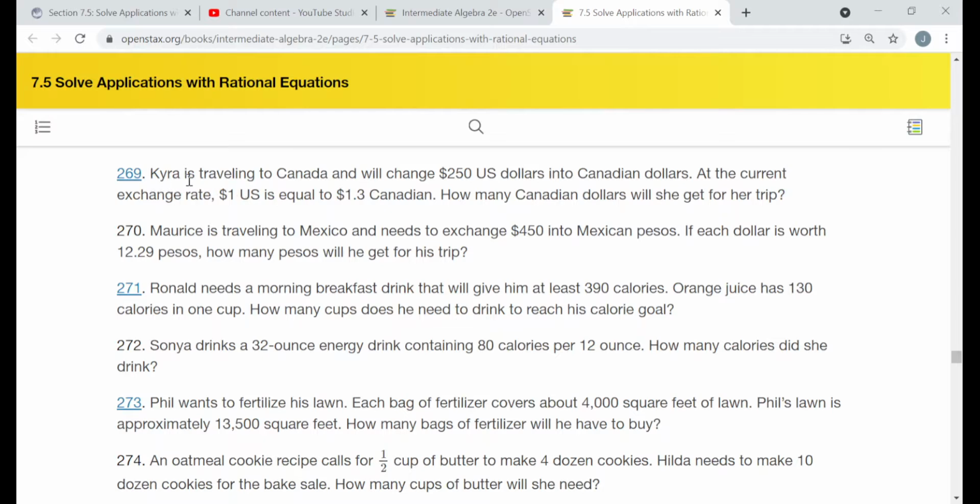So we have Kira is traveling to Canada and will change 250 US dollars into Canadian dollars. At the current exchange rate, 1 US dollar is equal to 1.3 Canadian. So how many Canadian dollars will she get for her trip? All right, so same deal. I'm given 2 units here, US dollars and Canadian dollars. Those are different units. I know they both say dollars, but they are different units. So again, I'm going to pull up some paper here. This is example 7.